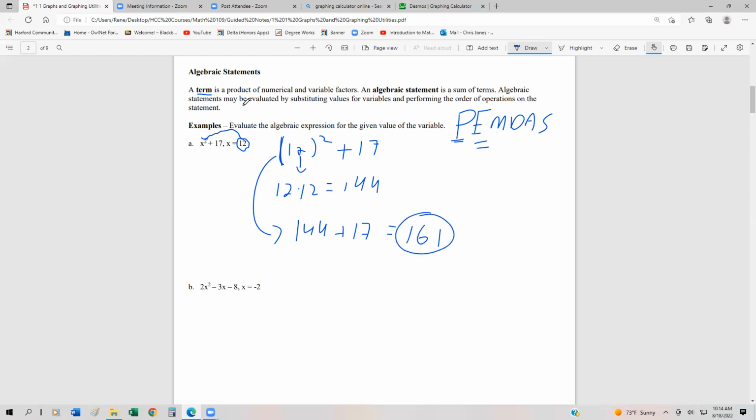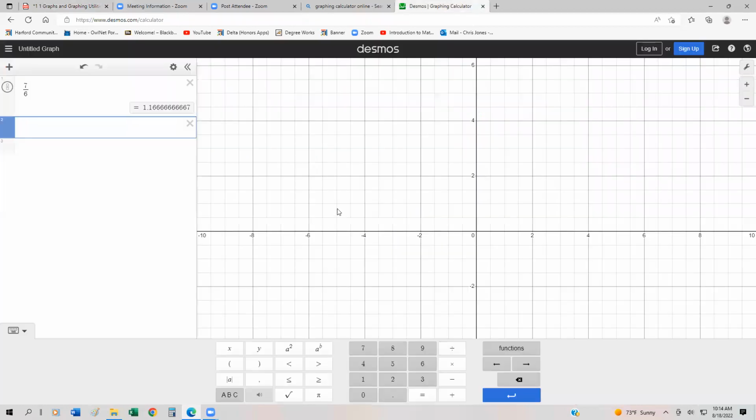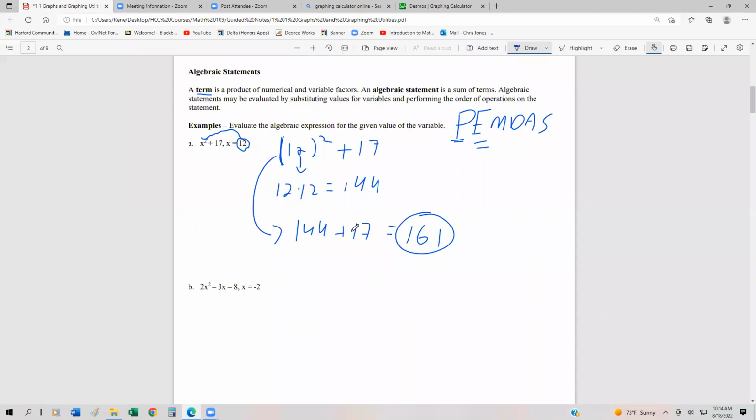Now, of course, we could shove that into our calculator as well. So we could do parentheses 12, close the parenthesis, and then square it. And then we could add 17. And that gives us 161. We would just hit enter on our graphing calculator if we have a TI or something like that.